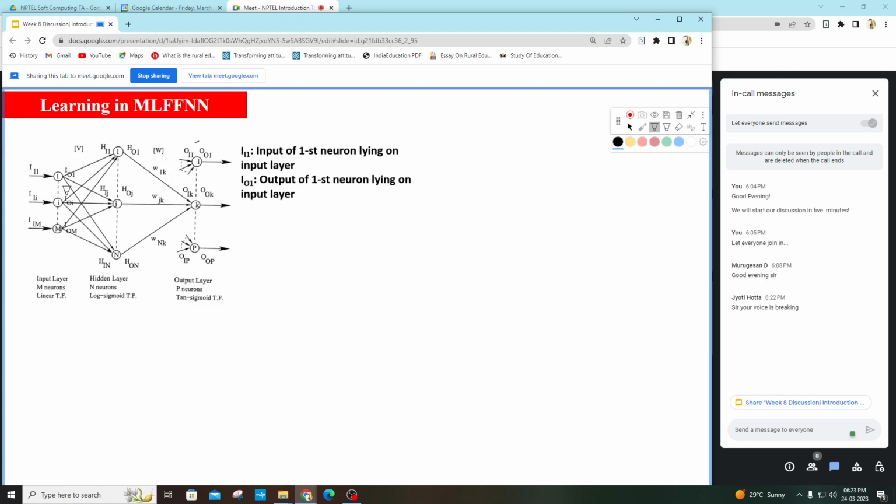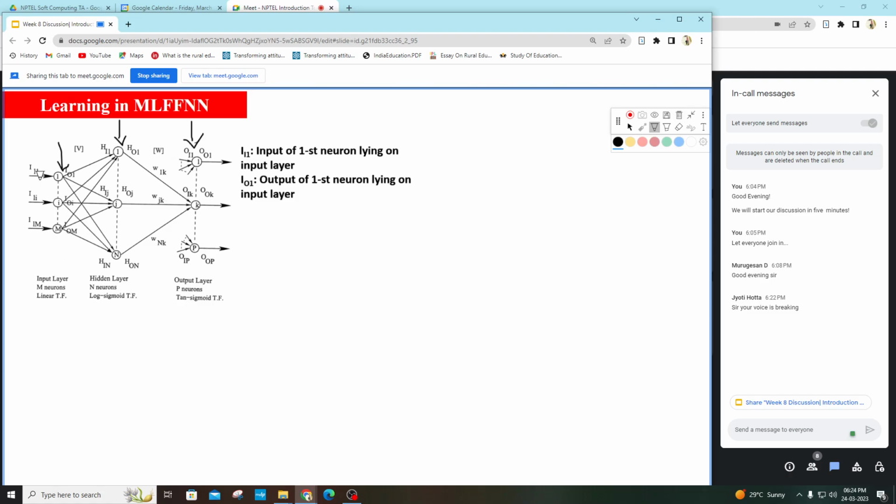So let me tell you what is written in this diagram. Basically you can see three layers. This is your input layer, this is your output layer, and in between the input and output layer all the layers are called hidden layers. Here you have only one hidden layer. So one input layer, one output layer and one hidden layer.